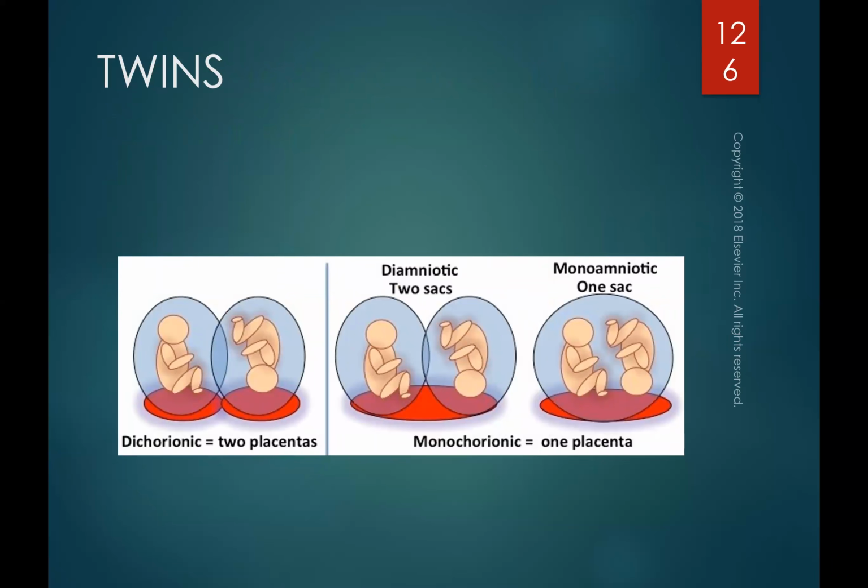Here's another look at this. So dichorionic means two placentas. So they each have their own placentas. This is probably the safest. This is one placenta. They have their diamniotic. They each have their own sac, which is good, but they're sharing that placenta. Monoamniotic, they are sharing the same sac and the same placenta, which is the kind of scarier one to have.